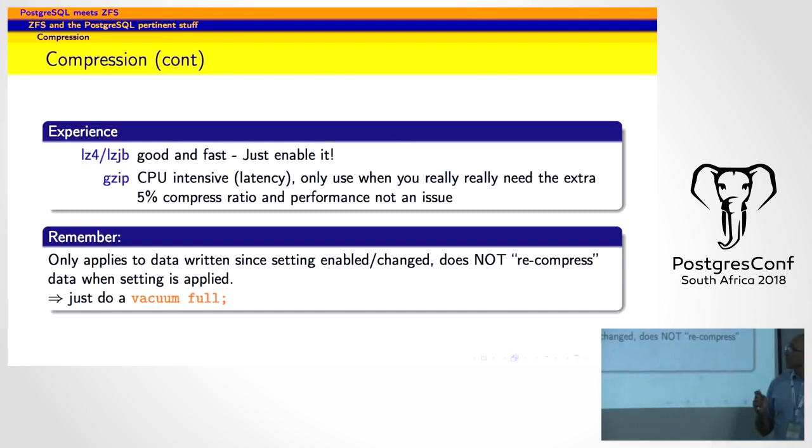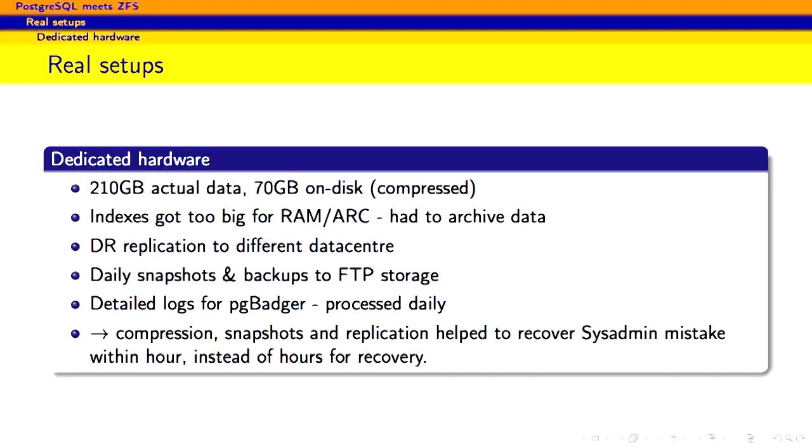All right. Let me show you my real setup. The first one there is a dedicated hardware setup. About 210 gigs of actual data, 70 gigs compressed on disk. The indexes at one stage got too big for the RAM and the ARC, and the system just went downhill from there. We got them to the point where they started to archive the data, and only have reasonable time data that queries run on, and the system was immediately back to standard. There I have a DR replication to a different data center, and I use daily snapshots and backups to FTP storage.